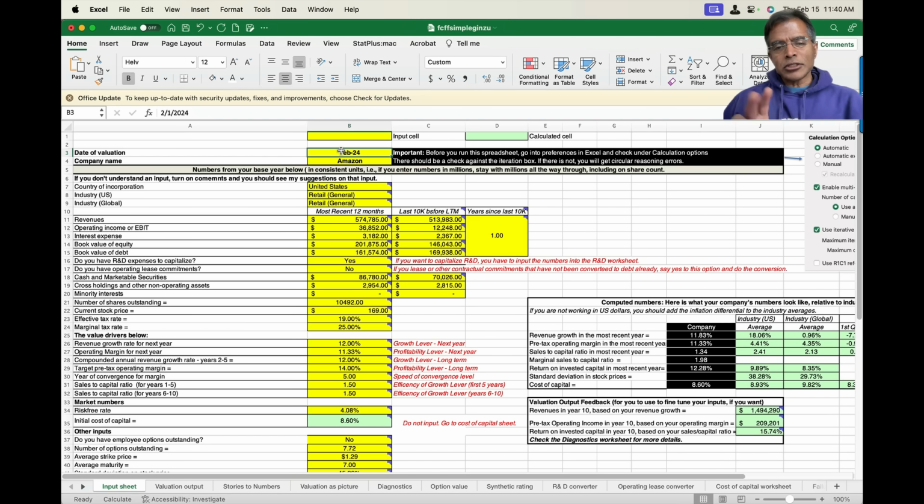So let's start by identifying the two colors of cells you're going to see. You're going to see yellow cells, which for the most part are input cells, where we enter the numbers, and green cells, which are computed cells, where I'd prefer you don't overwrite them. If you do, it's not the end of the world, but it'll also mean that cell will never get recalculated again.